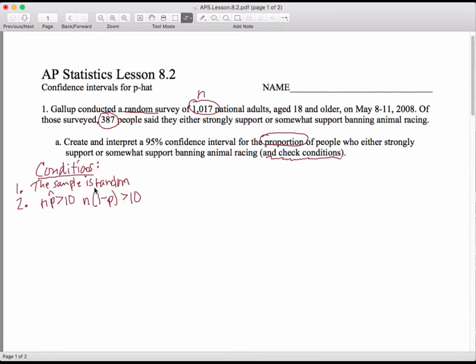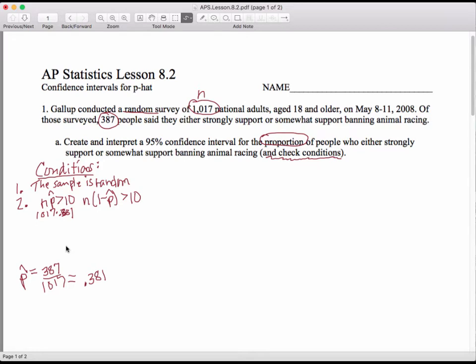We have p-hat. We don't have p, but we do have p-hat. P-hat is our sample proportion. That's 387 out of the 1,017, which is approximately 0.381. So we do have that. So we can plug in 1,017 times 0.381 and check to see if that's greater than 10.